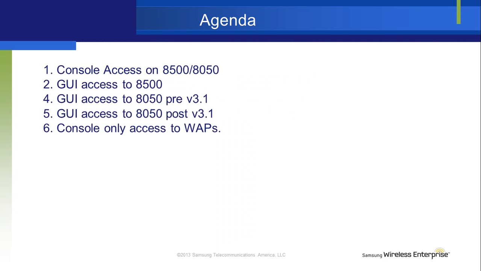So these are the topics that I'm going to cover in this video. Console access, how to get console access on the 8500 and the 8050. The GUI access to the 8500, which is very simple. GUI access to the 8050 if you have a version before version 3.1, and then GUI access to the 8050 if you have a version after or at 3.1. And then we'll talk about the console only access to APs. So APs don't have GUI access, they only have console access.